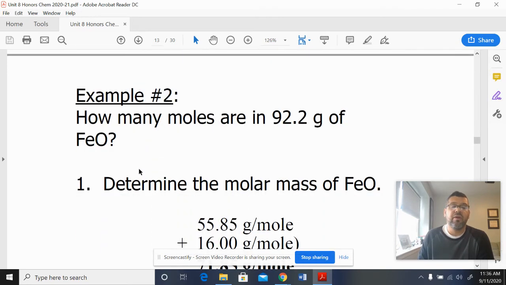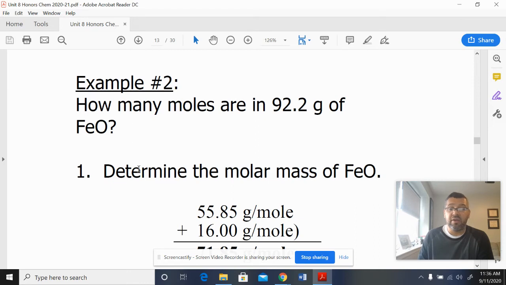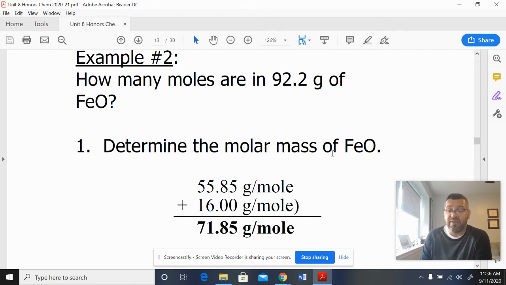Okay. So how many moles are in 92.2 grams of FeO, iron 2 oxide? So again, how do you go from mass to moles, moles to mass? Here you go, molar mass. But now we need the molar mass of Fe and O. So we look at our periodic table. We find FeO. Fe is 55.85. O is 16.00. Add those two together, 71.85 grams per mole. So that's the mass per 1 mole of FeO.